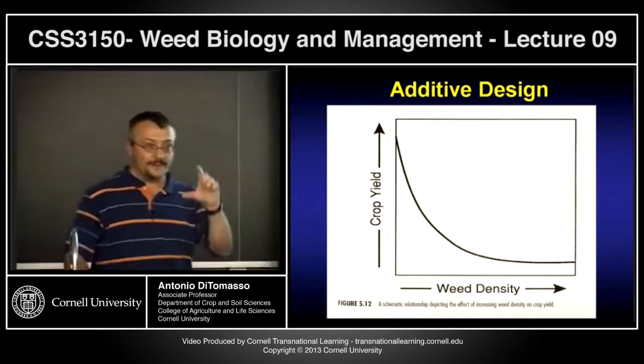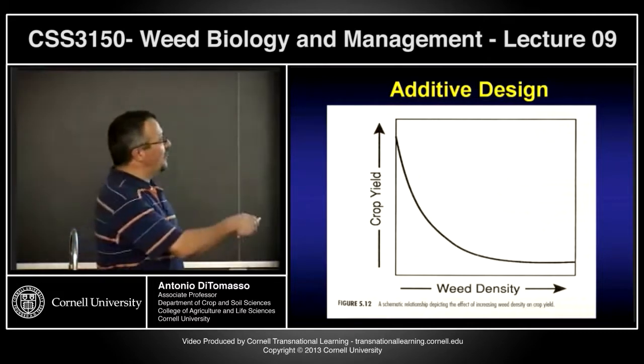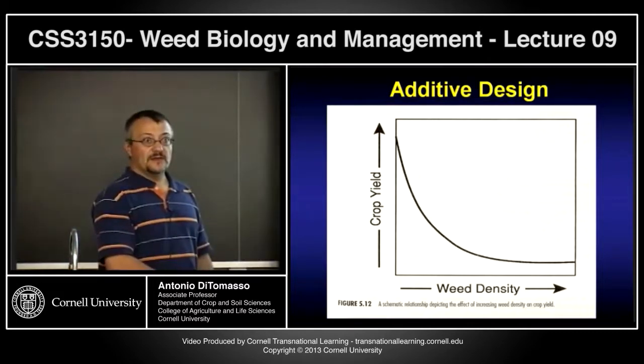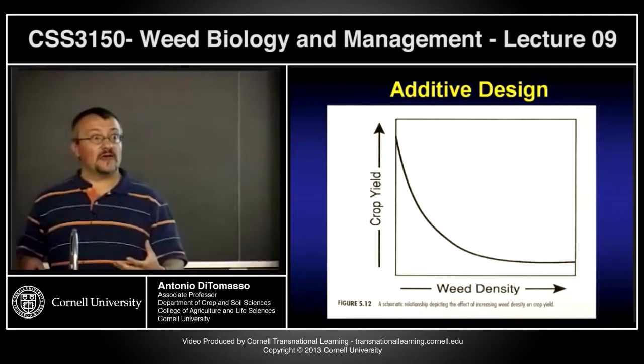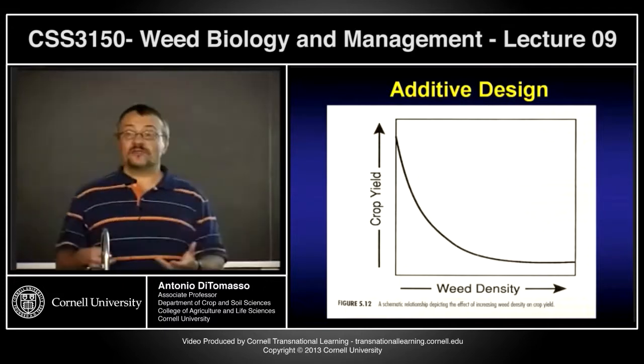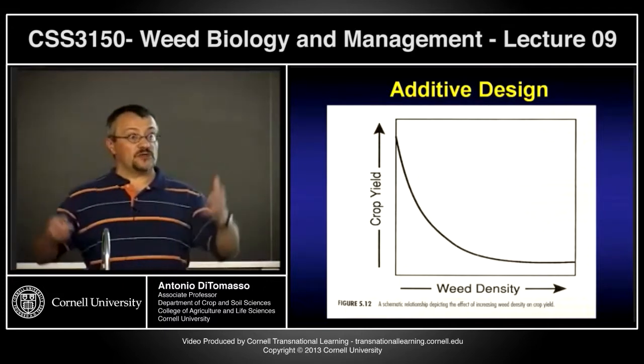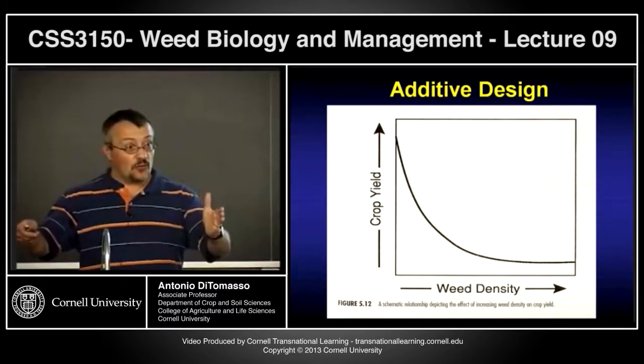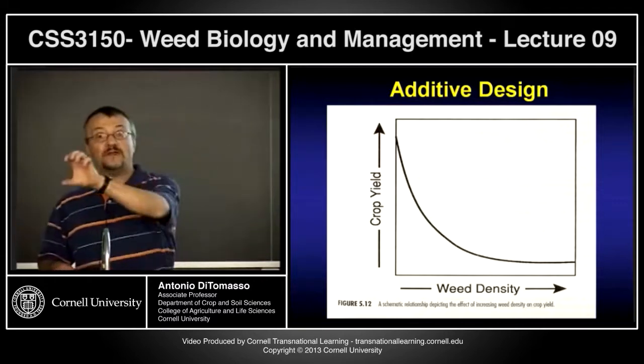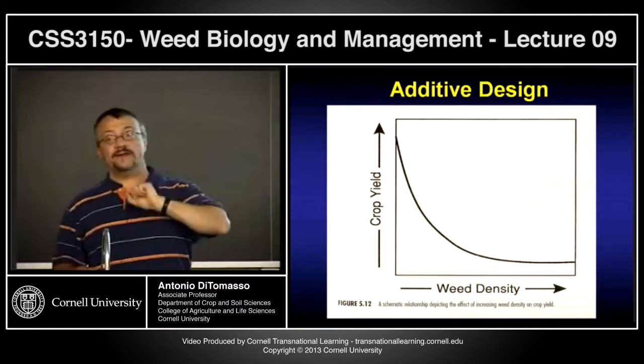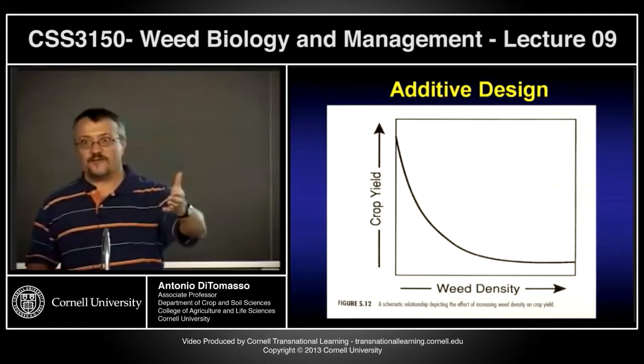You have a lot of weeds. They're all probably very small, but your crop is nowhere to be seen. Okay? So the additive design closely parallels what growers typically do, which is plant the crop at one given density, but they manipulate the weeds. So they'll put one weed, two weeds, or three of a specific species.